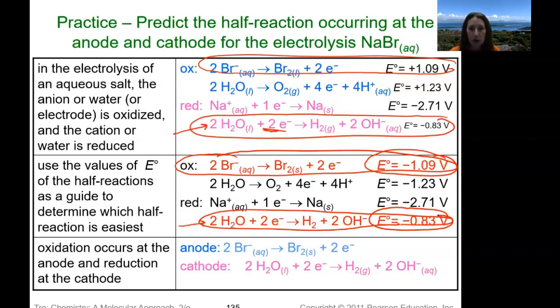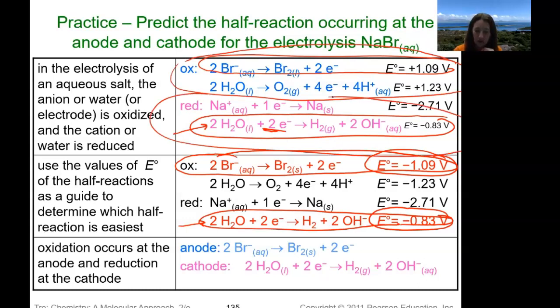Okay, any questions on these? It's the same principle we used before. More positive, more likely to be reduced. More negative, more likely to be oxidized. Right? You just have to decide the oxidation and reductions and then pick from the two this time. But it's the same principle as we used before. We just have to make one little extra step here because we've got two reactions that we have to choose from. Okay, any questions on these?